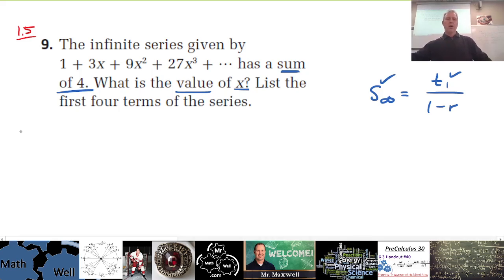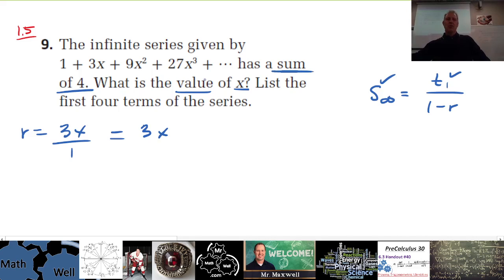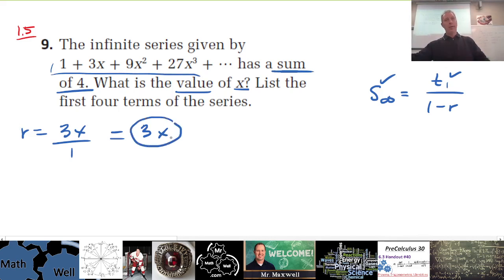R is given as any number divided by the one before it. So what's 3x over 1? Well, it looks like R is 3x. Now, this does have a sum, so this must be a convergent infinite geometric series, which means that x is going to have to be a decimal of some sort because R has to be less than 1. You with me? So it's going to have to be less than 1/3, really, because 3 times 1/3 would be 1. So we're going to be looking for some kind of fraction. You might see that and anticipate that.